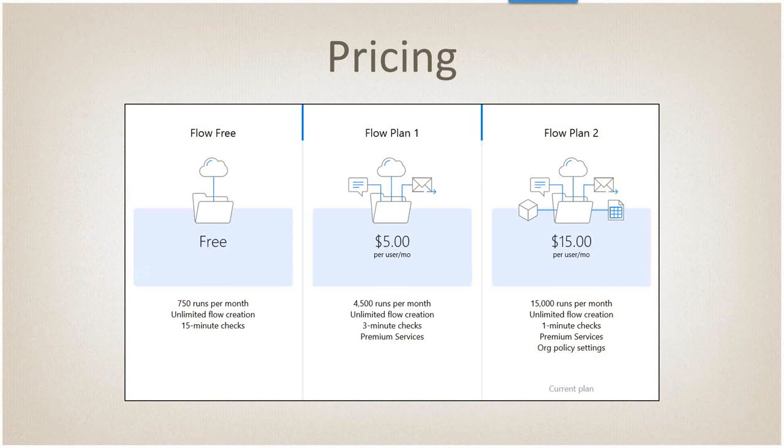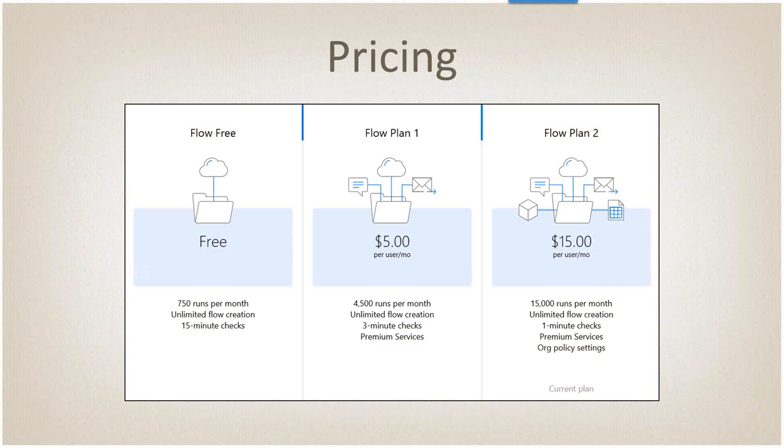Okay, I usually don't bring up pricing on this because it's not relevant to most of our conversations. The only reason I have this up here is because there are some criteria that are going to be explicit to the product. The first is with the free version of Flow, you have a limited number of runs per month, and then the checks that you can do are limited to 15-minute increments. With the first plan, you have more runs per month, and then you have a minimum check of 3 minutes, plus it gives you access to other services.